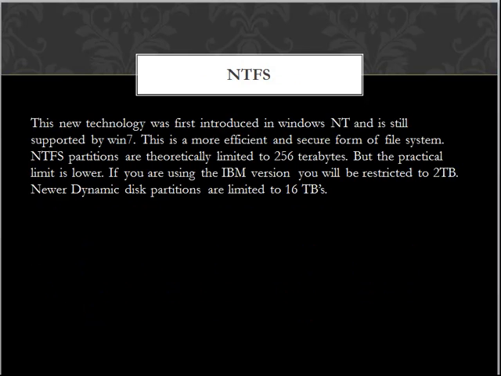NTFS, the New Technology File System, was first introduced in Windows NT and is still supported by Windows 7. This is a more efficient and secure form of file system. NTFS partitions are theoretically limited to 256 terabytes, but the practical limit is lower. If you are using the IBM version, you will be restricted to 2 terabytes. Newer dynamic disk partitions are limited to 16 terabytes.